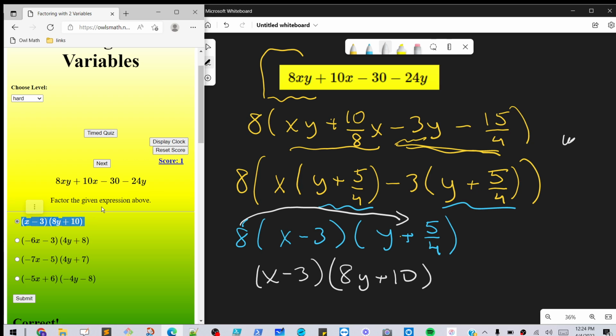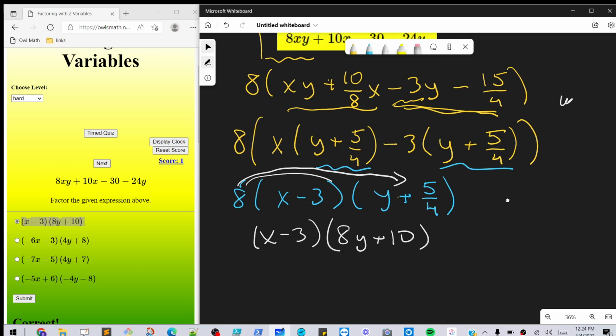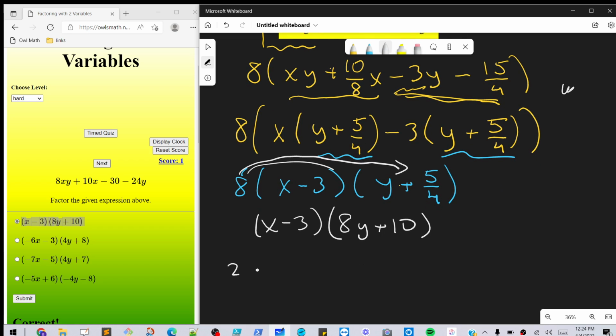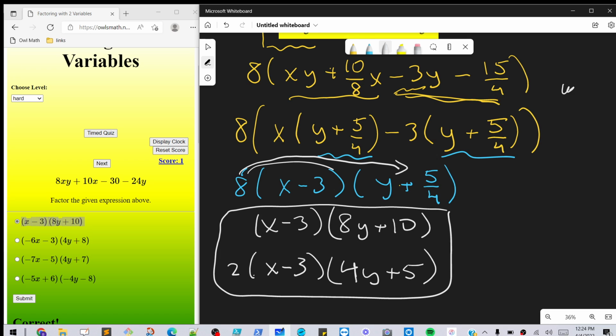It looked a little different than what we did originally. If we distributed a 4 here, what we'd have instead is we could also look at this as 2 times (x minus 3) times (4y plus 5). Yeah, so either of these are okay. It's just a matter of taste if you want to distribute the 2 or leave the 2 factored out. But we get the same answer.